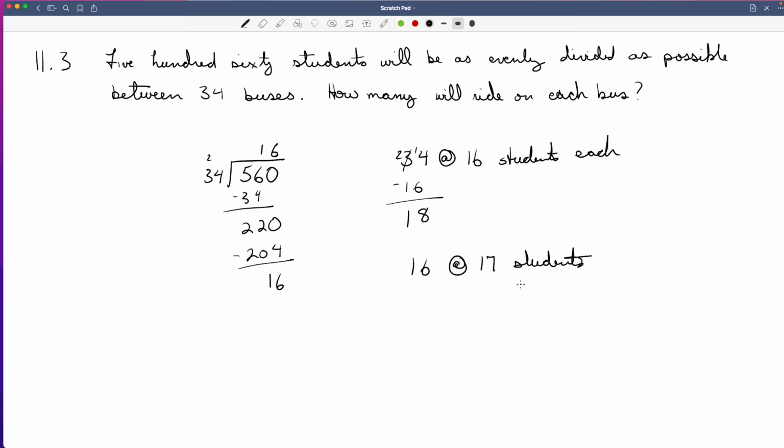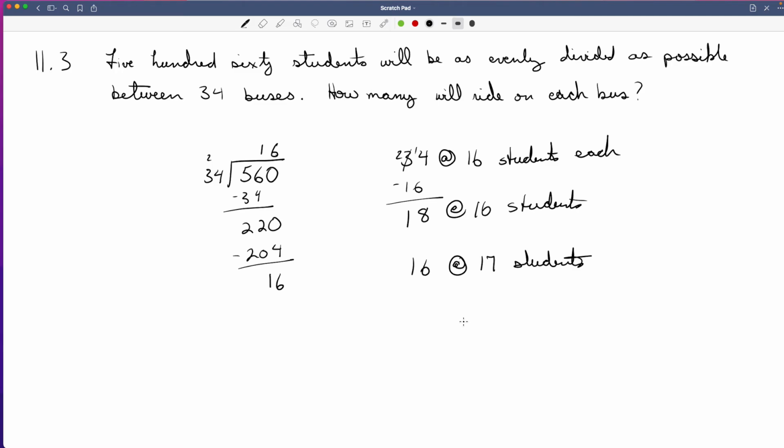So you see what I did? I took the 16 students we had remaining and subtracted that many from the total number of buses. All right, so instead of 34 buses with 16 students, we had to add a student to 16 of the buses, so that we have 18 buses with 16 students and 16 buses with 17 students.